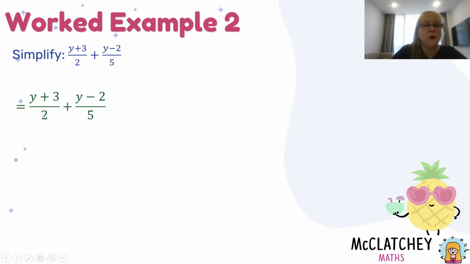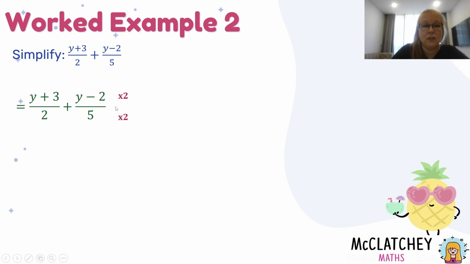Now, if this denominator does not divide nicely into that one, we simply multiply the 2 together. That's going to be our new lowest common denominator. We're going to have a lowest common denominator of 10. So to get there, I've got to multiply this fraction by 1 in the form of 5 over 5, and this fraction by 1 in the form of 2 over 2.